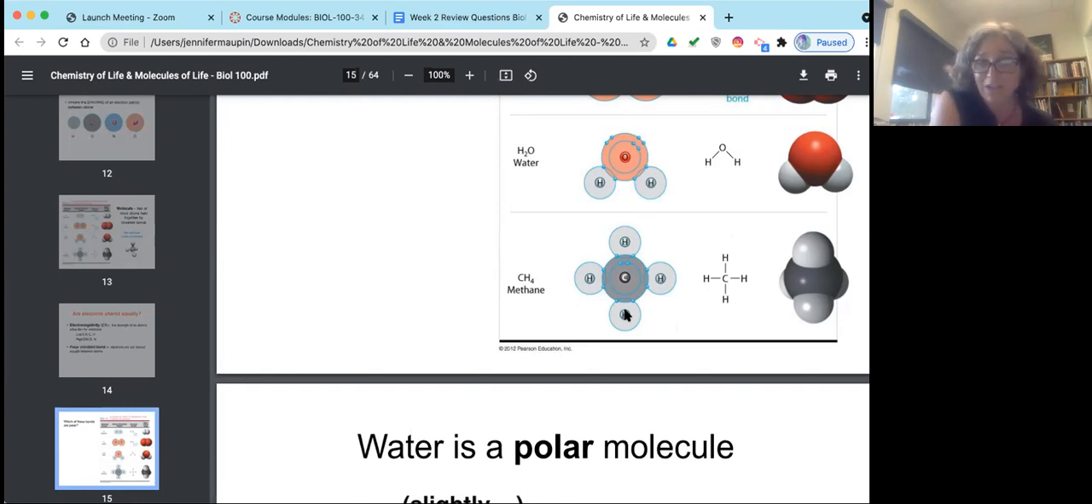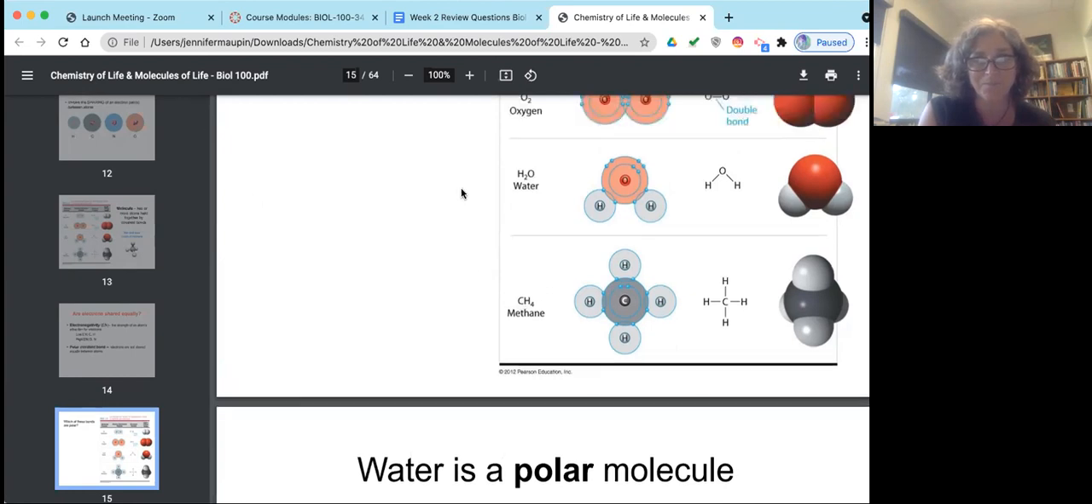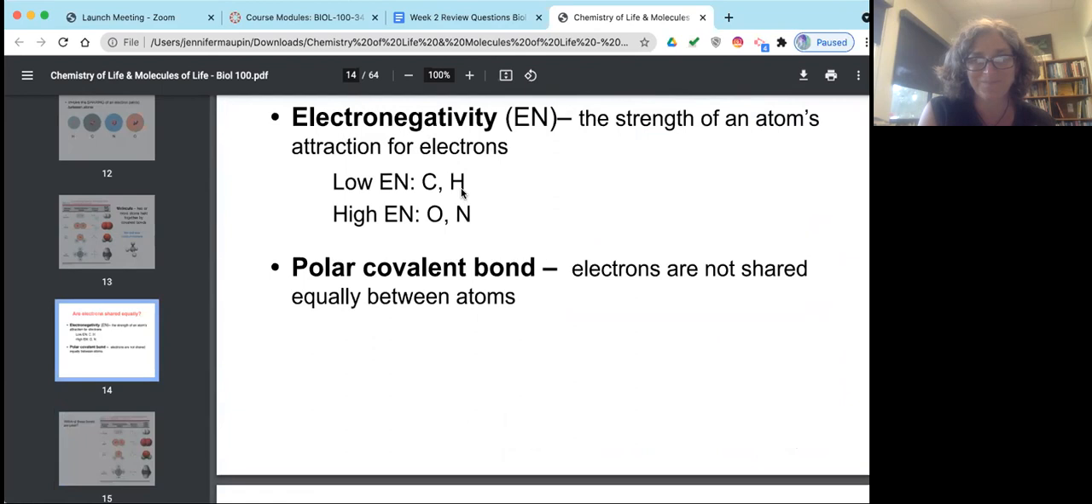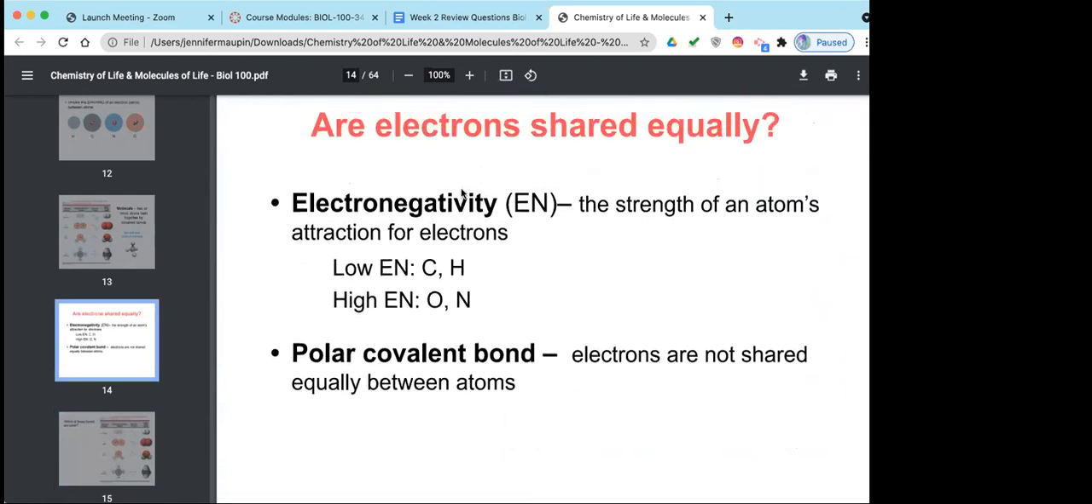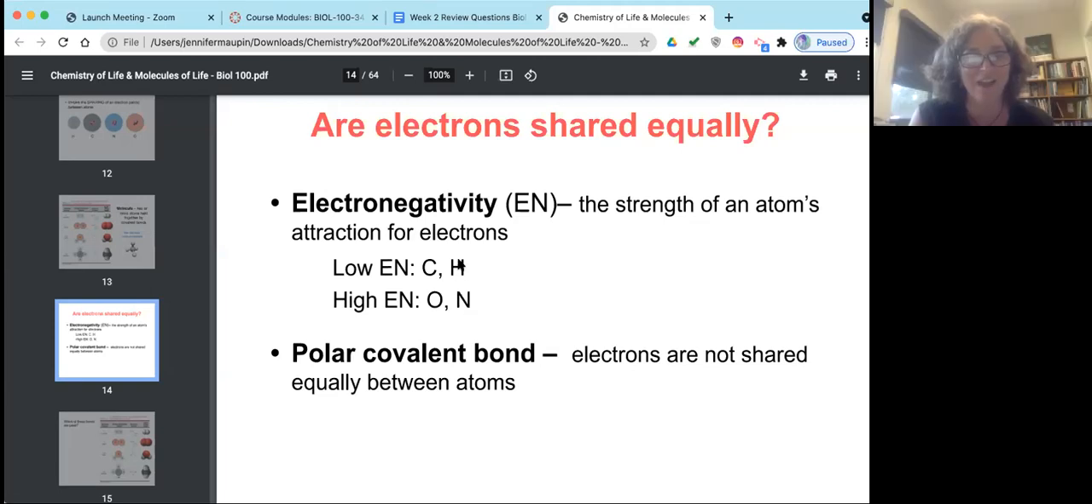Now, what if it were nitrogen and hydrogen? Would it be a polar bond between nitrogen and hydrogen? I think so. Yeah, it would, right? Because nitrogen has high electronegativity, hydrogen has low. So the nitrogen's going to pull the electrons more, and that nitrogen part of the molecule is going to have more of a negative charge. Does that make sense?